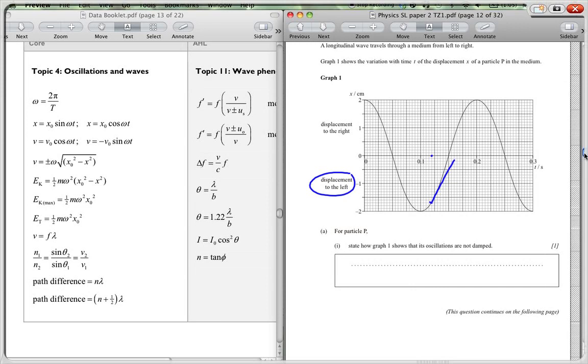If you wanted to, you could draw a velocity time graph on this. It would look something like this. Obviously the amplitude of your velocity time graph will be different, but if I just drew it with the same amplitude, it would be something like this. You would have a negative sine graph, like that. And we can see at this point over here, the velocity is towards the right, towards the right hand side.